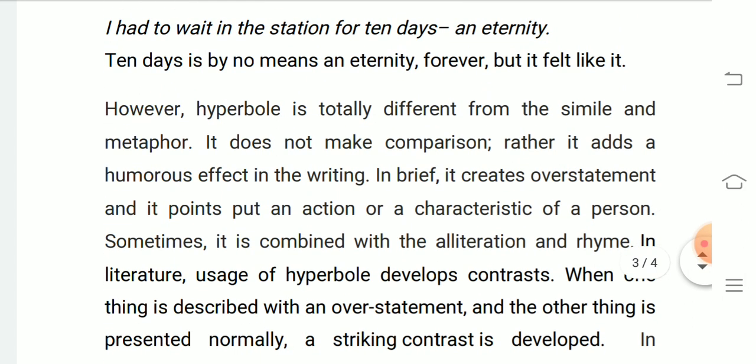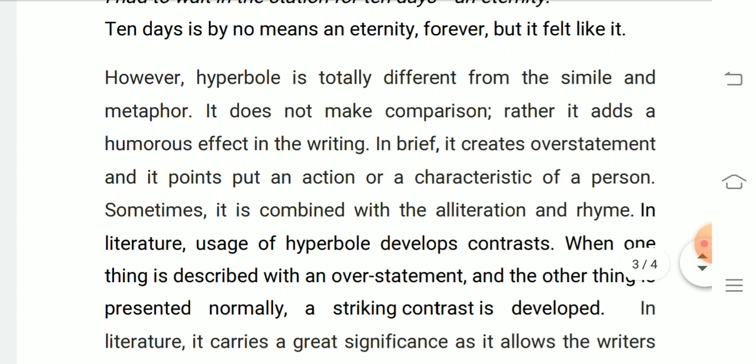However, hyperbole is totally different from simile and metaphor. It does not make a comparison as in simile and metaphor. Rather, it adds a humorous effect in the writing. In brief, it creates overstatement and it points out an action or a characteristic of a person. Sometimes it is combined with alliteration and rhyme. Poets make use of alliteration and rhyme in hyperbolic statements.